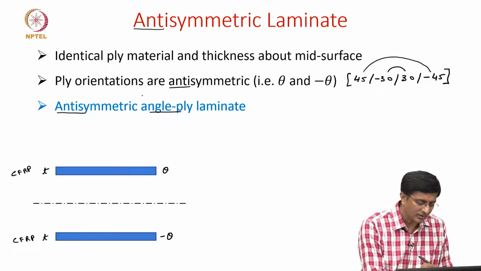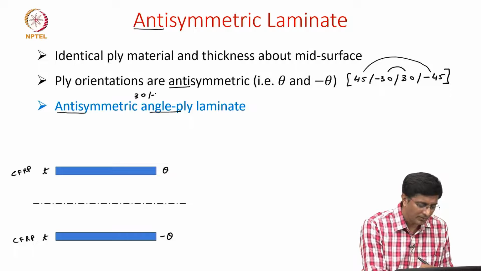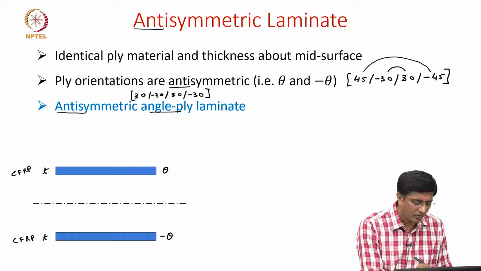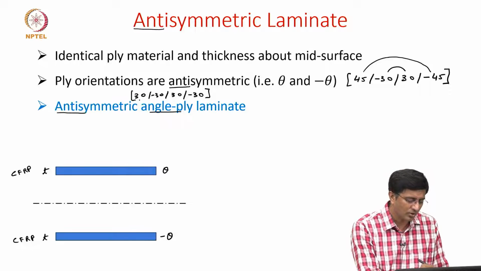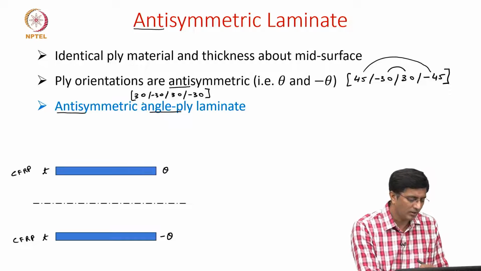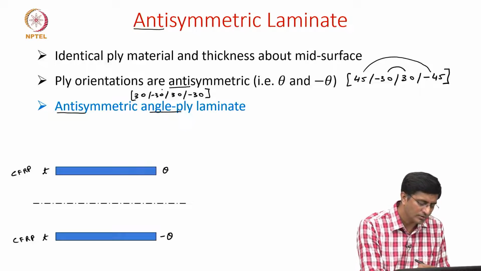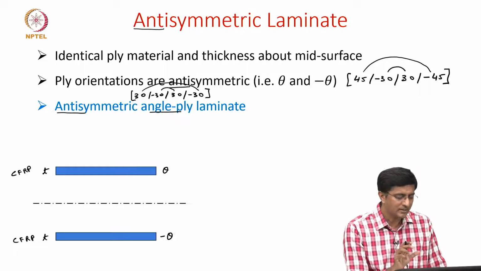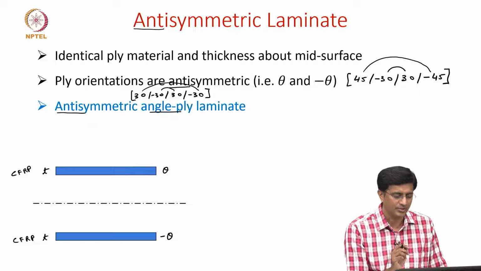So for example, I can come up with something close to that: 30, minus 30, 30 and minus 30. Here I can call this an angle-ply because all angles are either 30 or minus 30, and I will call it antisymmetric because the middle two and the extreme two have anti-symmetric orientations.